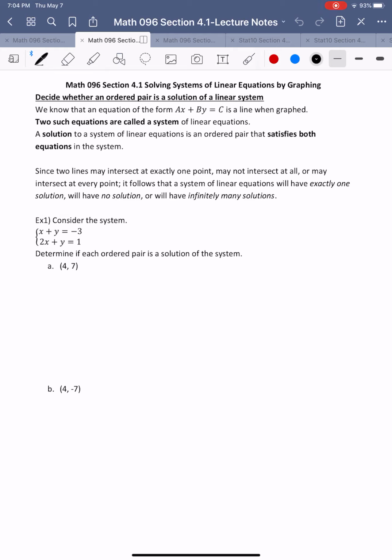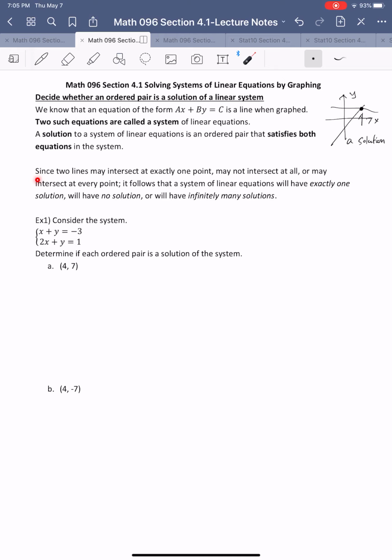So first one, decide whether an ordered pair is a solution of the linear equation. We know that an equation of the form ax plus by equals c is a line, a linear equation, and graph. Two equations are called a system of linear equations. A solution of the system is the ordered pair that satisfies both equations in the system, which means when you graph one and the other on the plane of x and y, you'll see the intersection, and that's what we call a solution. The solution must satisfy both equations, otherwise it's not a solution for the system.